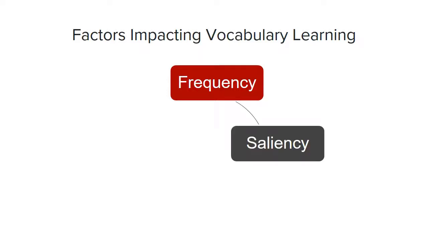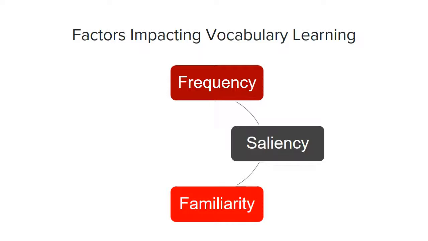Another factor is the saliency of a word. So if a word is salient, that means it's noticeable. It's easy to recognize. So saliency means, is the word highlighted in a classroom, or perhaps in the text that the student's reading, the word is very obvious and noticeable. Those factors make words more salient, and the more salient a word is, the more likely a learner is to acquire or learn it.